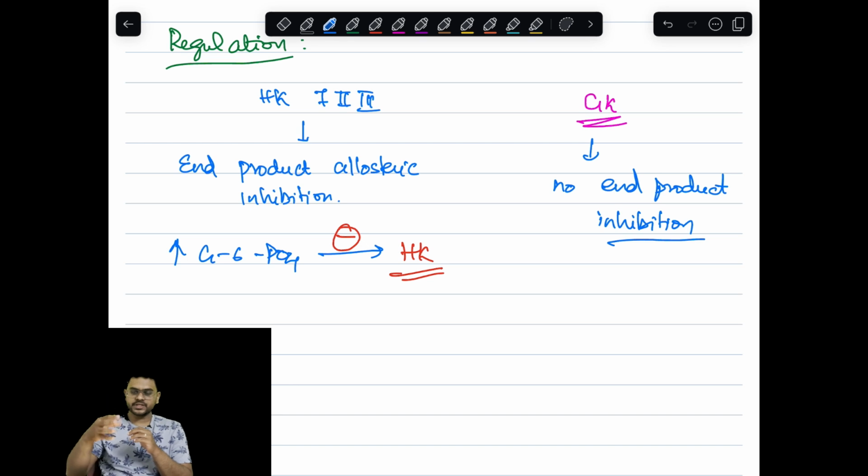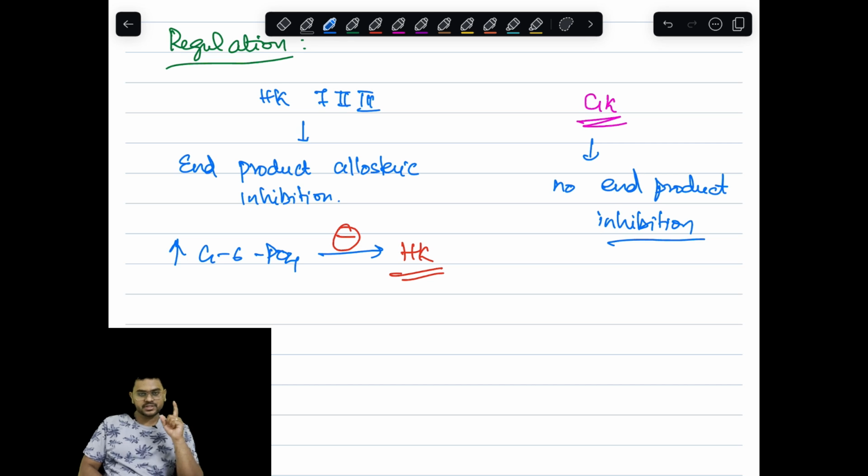Now the first few cells which receive this blood, if they do not have end product inhibition, what would happen? They will go on to phosphorylate all the glucose that comes inside them, whether or not it is required by the cell. And subsequently, the last few cells which are going to get the glucose will be left with very few glucose molecules. So to stop that, we have an end product inhibition.